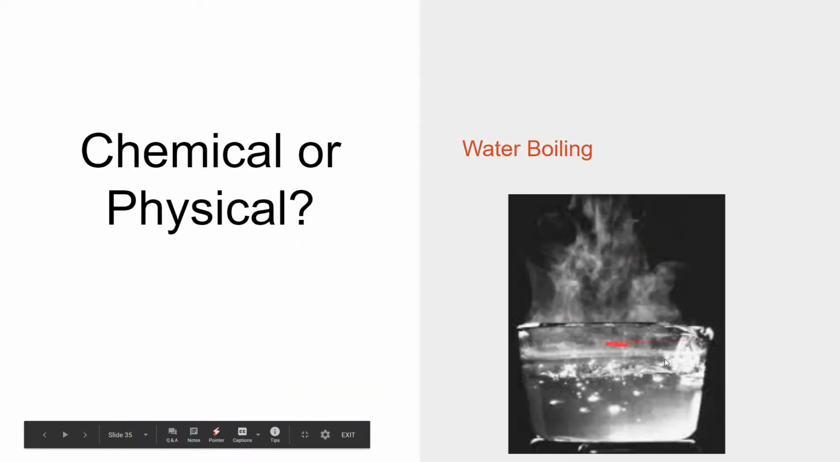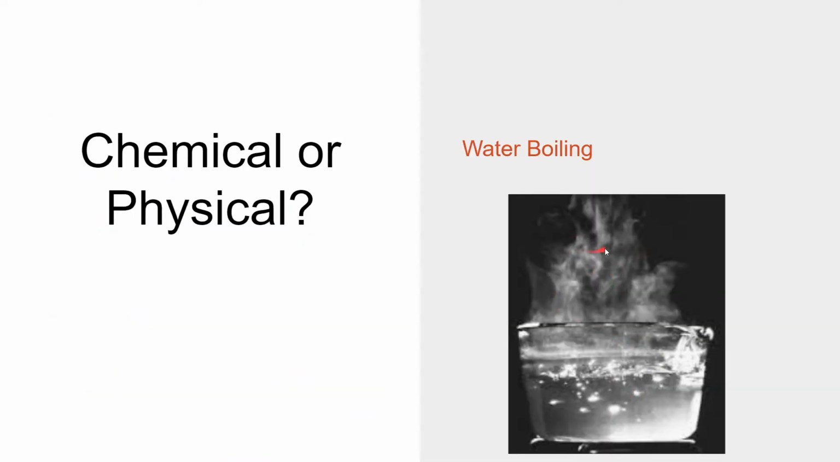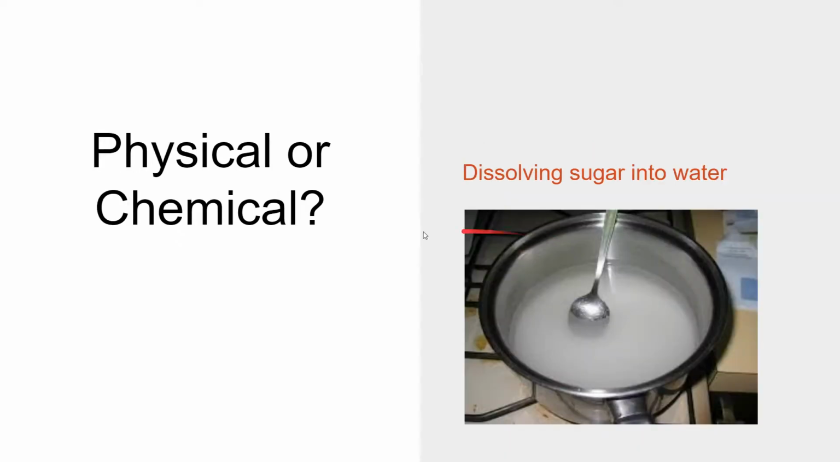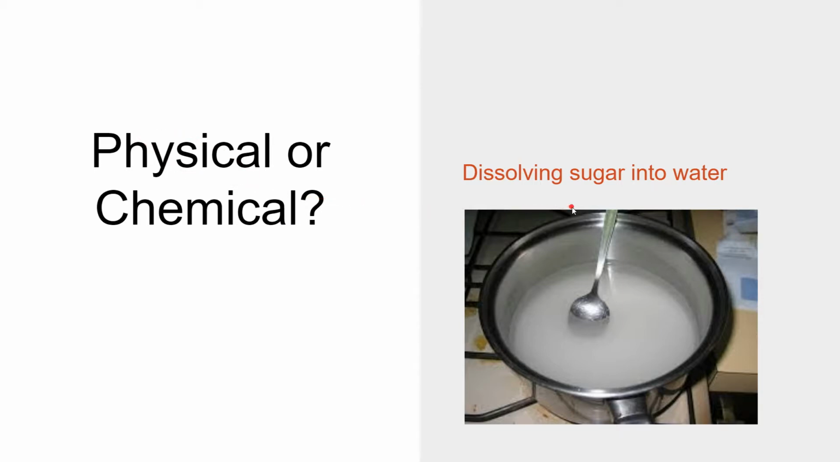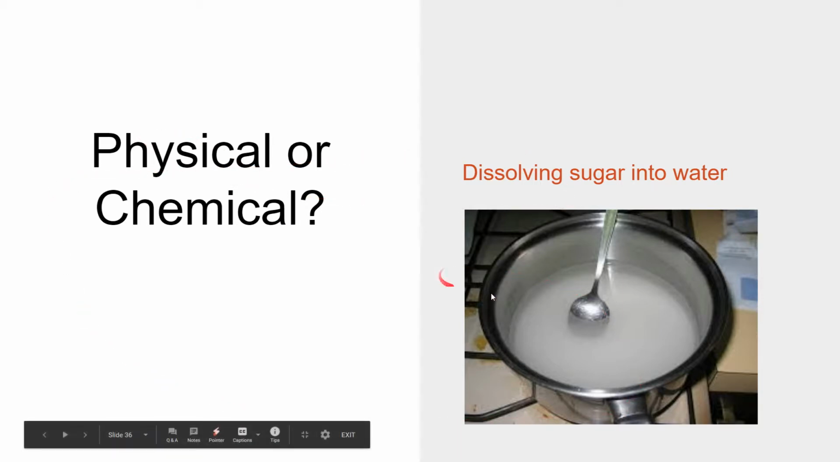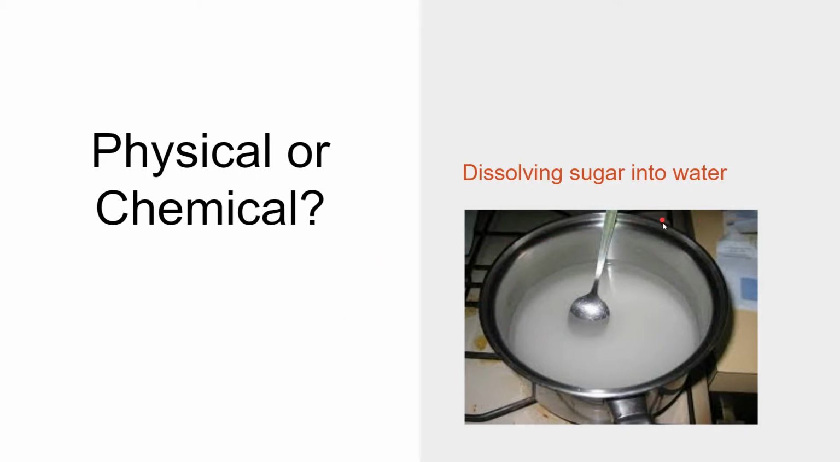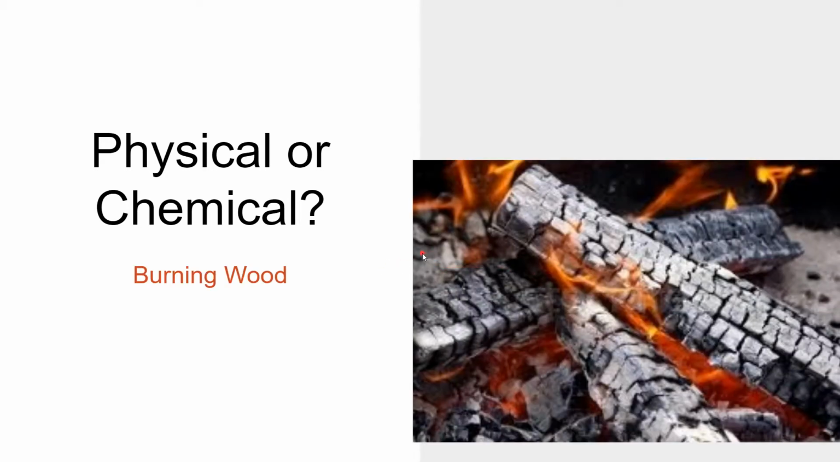So if we go through this list and I say, hey, we've got water boiling, what would that be? Would that be a chemical or a physical change? Dissolving sugar into water, is that a chemical or a physical change? Do I have a radically different substance there, or do I just have sugar and water? Hint, that's just a physical change because I'm dissolving it. I don't have a radically new substance. I just dissolved sugar into water. It's just sugar water. It's largely the same. Burning wood, we already talked about that.